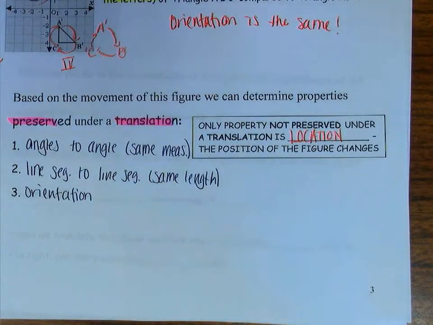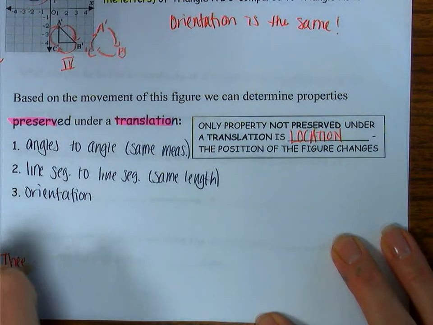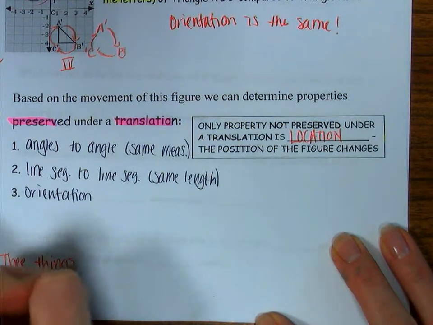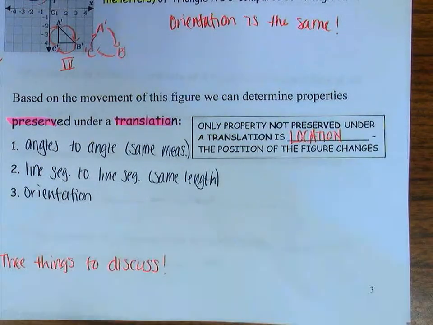So what I want you to do is take away and think about this for a little bit. I want you to think about 3 things that you can come away with when we talk about translation. You might want to talk about the effects that a translation has on an object, maybe talk about the orientation, talk about the movement. So I want you to come to this class tomorrow prepared to discuss 3 things, and your 3 things might be different than somebody else's, that you notice about translation.